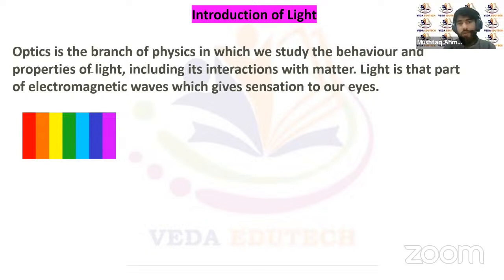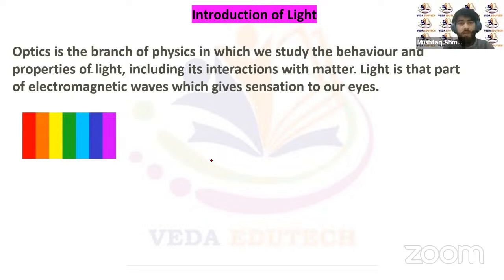So in optics in general, we study the properties and interaction of light with matter. And we know that light is part of electromagnetic waves, which gives sensation to our eyes. Or we can say that we're able to see everything around us because of light. So actually, light itself is an electromagnetic wave. Talking about the wave nature, it has the electromagnetic nature; it has its electric field component and its magnetic field component.